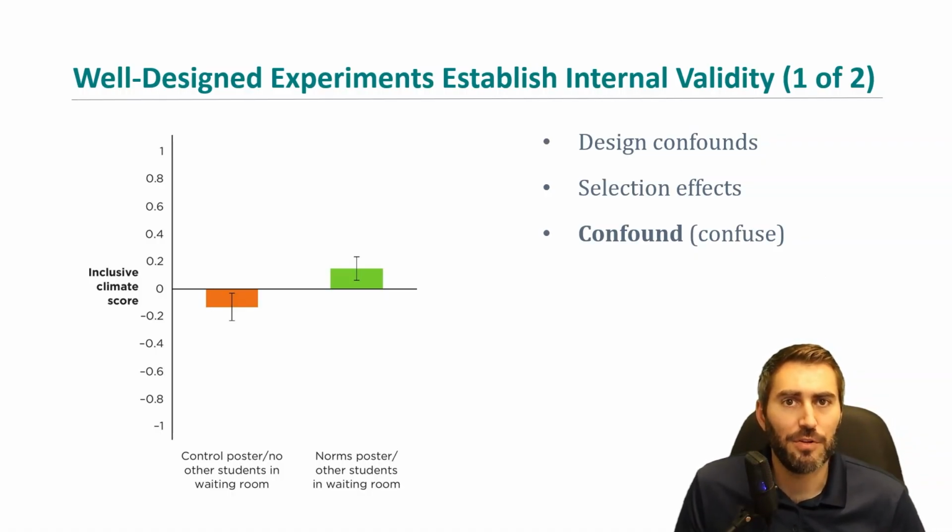For example, look at the graph on this slide illustrating a potential design confound for our poster study. Imagine if the researchers put the norms poster in a waiting room that happened to have other students hanging out, but the control poster was left in a completely empty waiting room. Is the higher inclusive climate score because of the poster, or is it because there were other students in the room? Your independent variable is now confounded, and your internal validity is ruined.